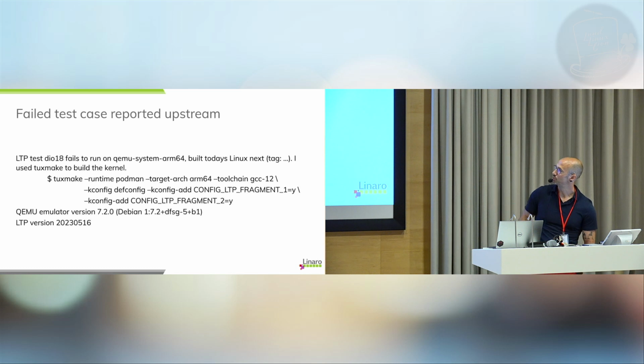If I now report that DIO 18 fails, I have to write a lot. Of course, I use TuxMake. I say, here, you can reproduce it like this. And your QEMU version and LTP version. That should be enough, or I'm missing something, right? What do you say? What do I miss?